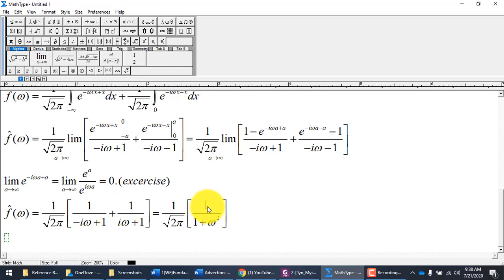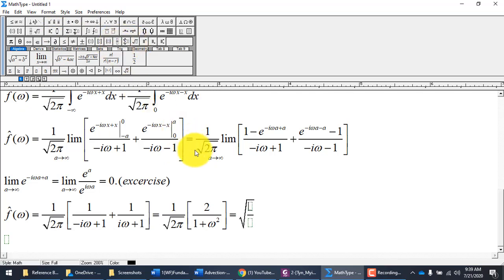So ultimately we have 2, 1 plus 1 is 2. So the answer will be square root of 2 over pi, okay, square root of 2 over pi, and the other thing is the ratio 1 over 1 plus omega square. This is the total answer for your function's Fourier transform.